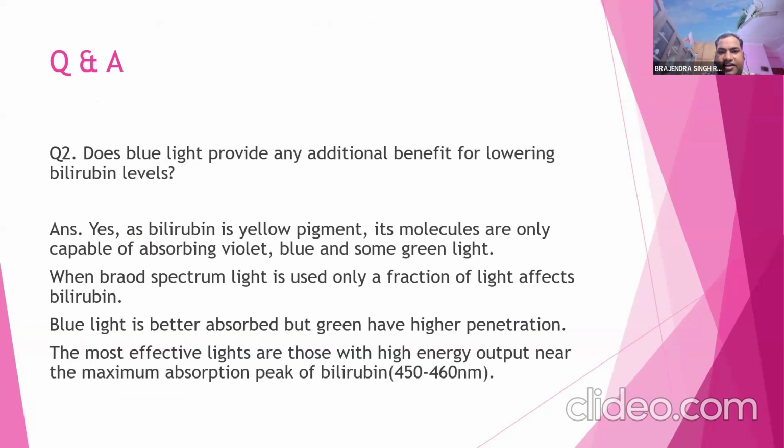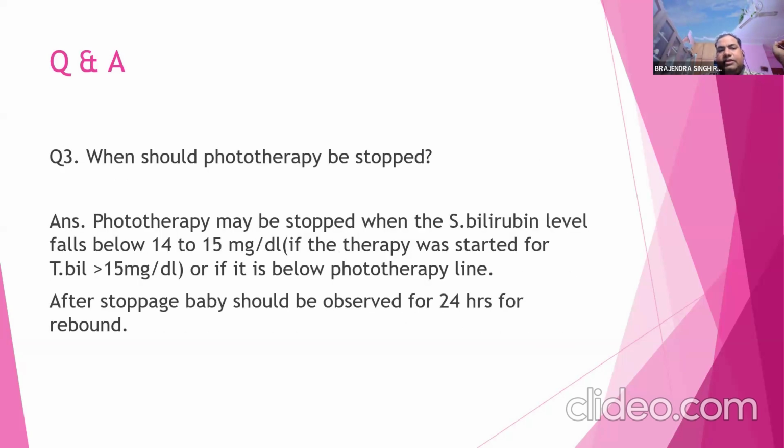Does blue light provide any additional benefit in lowering the bilirubin level? Yes. Bilirubin is a yellow pigment. Its molecules are only capable of absorbing violet, blue, or some green light. When broad spectrum light is used, only a fraction of the light affects bilirubin. So blue light is better absorbed, but green has higher penetration. The most effective lights are those with high energy output near the maximum absorption peak of bilirubin.